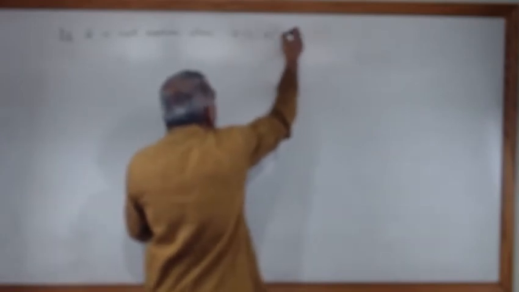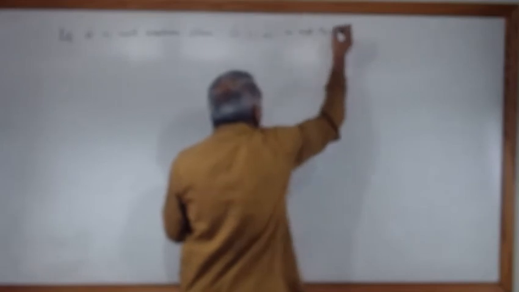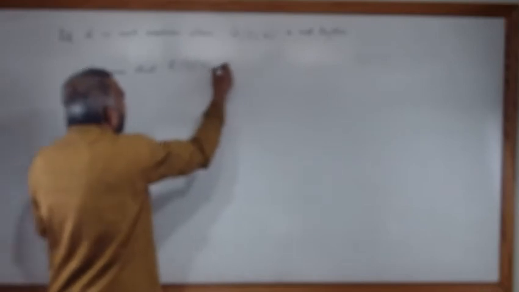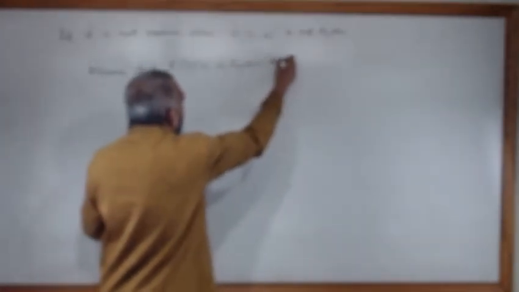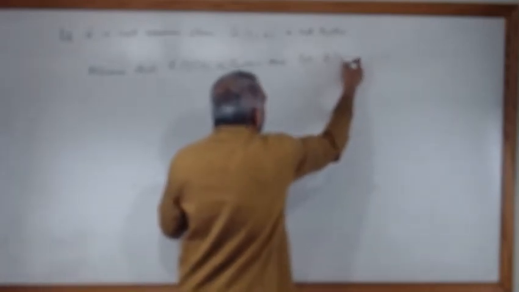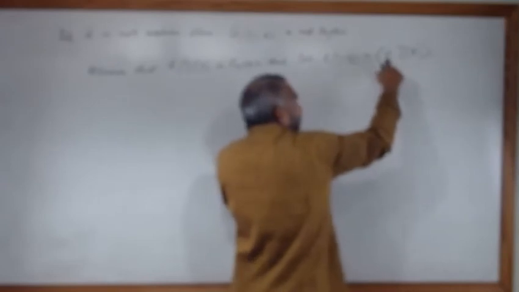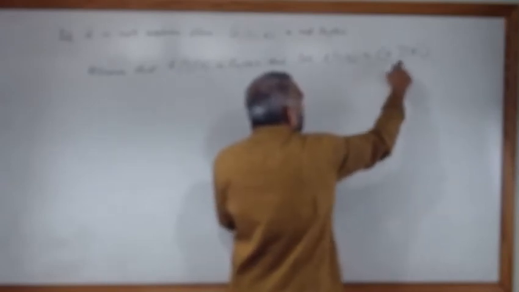Our next problem is, if G is not abelian, then the factor group G over C of G is not cyclic. So what we do is assume that G over C of G is cyclic, and let G over C of G be generated by a, this is a times C of G, one of the cosets here.